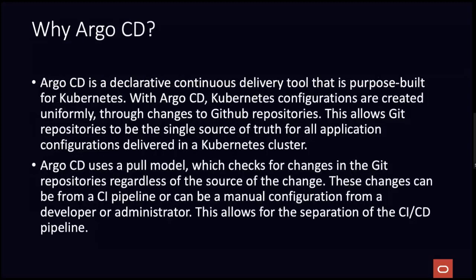The second one I'm going to talk about is Argo CD. It is another declarative GitOps continuous delivery tool for Kubernetes, purpose-built for Kubernetes. When we use Argo CD in Kubernetes, it is configured with the Git repository, which it considers the single source for the application configuration delivered to the Kubernetes cluster. Argo CD uses the pull model, so whenever you have a change in the Git repository, it will directly affect the Kubernetes cluster.